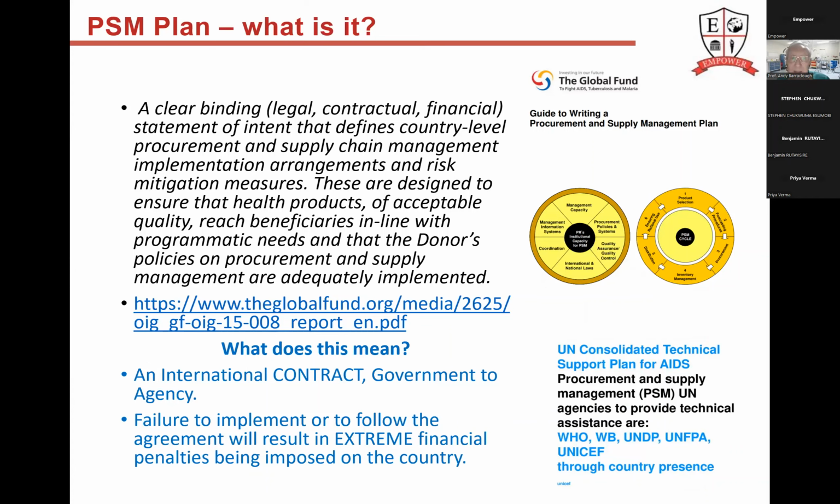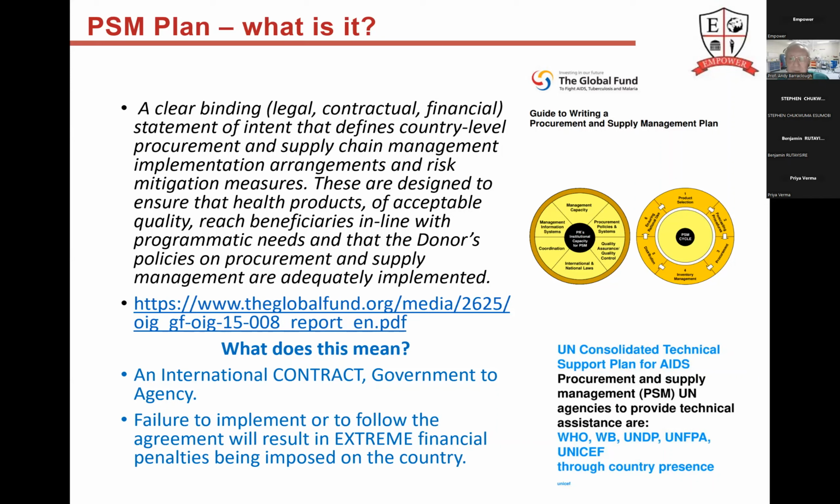And the overall aim is to ensure that we get health products of acceptable quality to the beneficiaries. That's the key point. But understand, it's not just a report where I can write anything. It is contractual. A government to agency contract. Failing to implement, doing something different will involve severe financial penalties and possibly other sanctions as well.